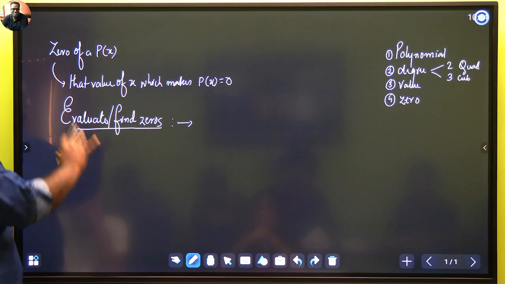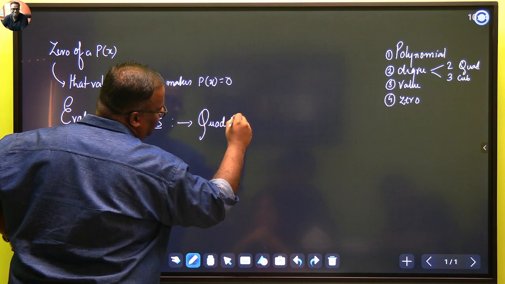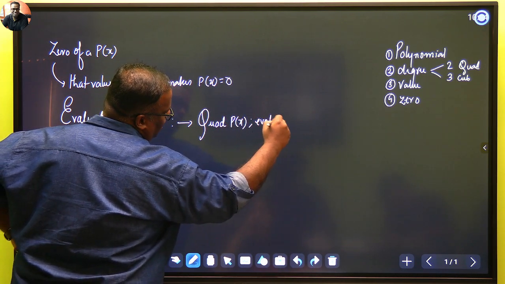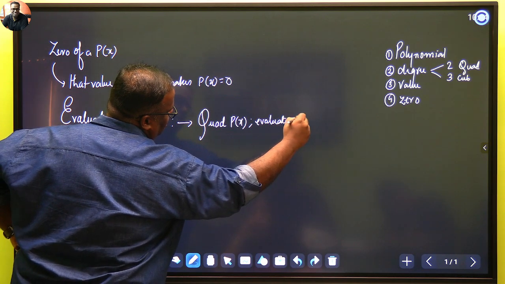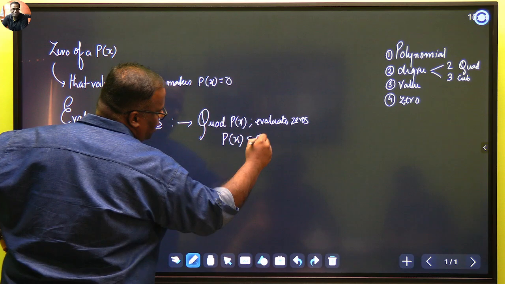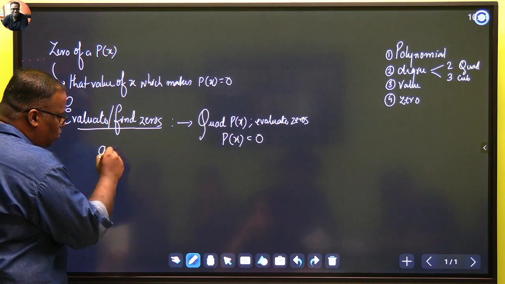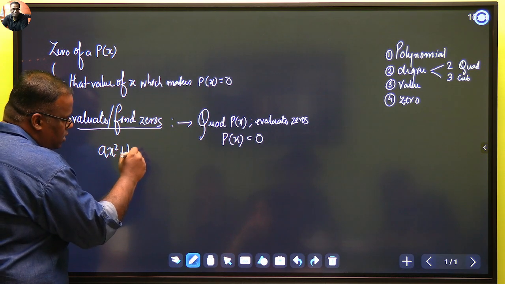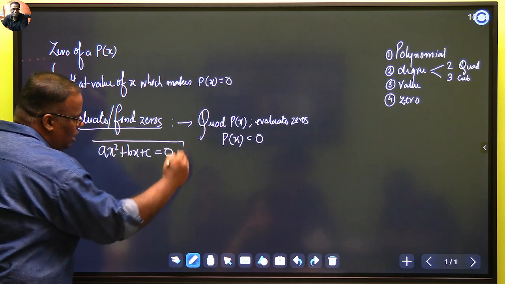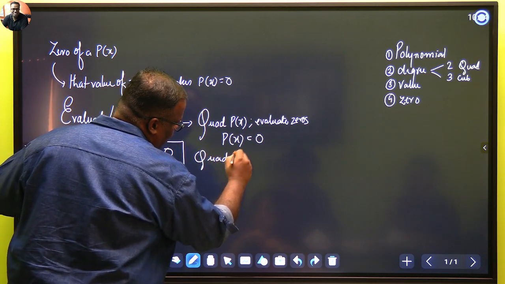This will be a part of a problem where I might have a quadratic polynomial, and I have to evaluate zeros. That means the quadratic polynomial has to be made equal to 0. Do you agree? What does the quadratic polynomial look like? ax squared plus bx plus c has to be made equal to 0. Wow. This is now taking us to a chapter which is called quadratic equations.